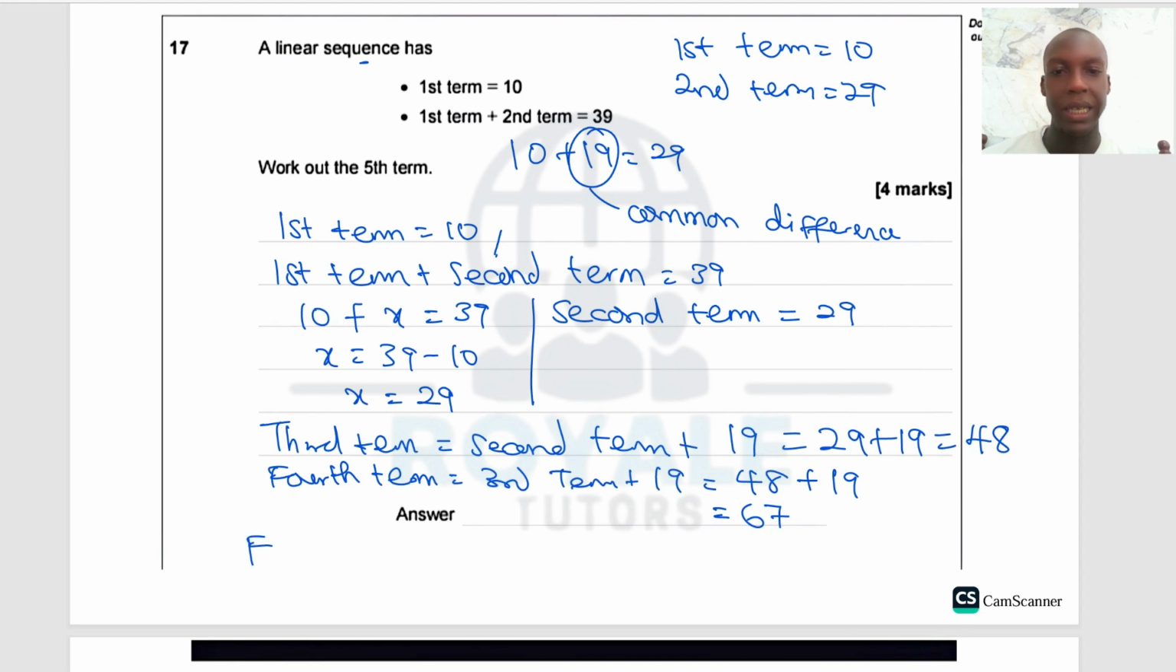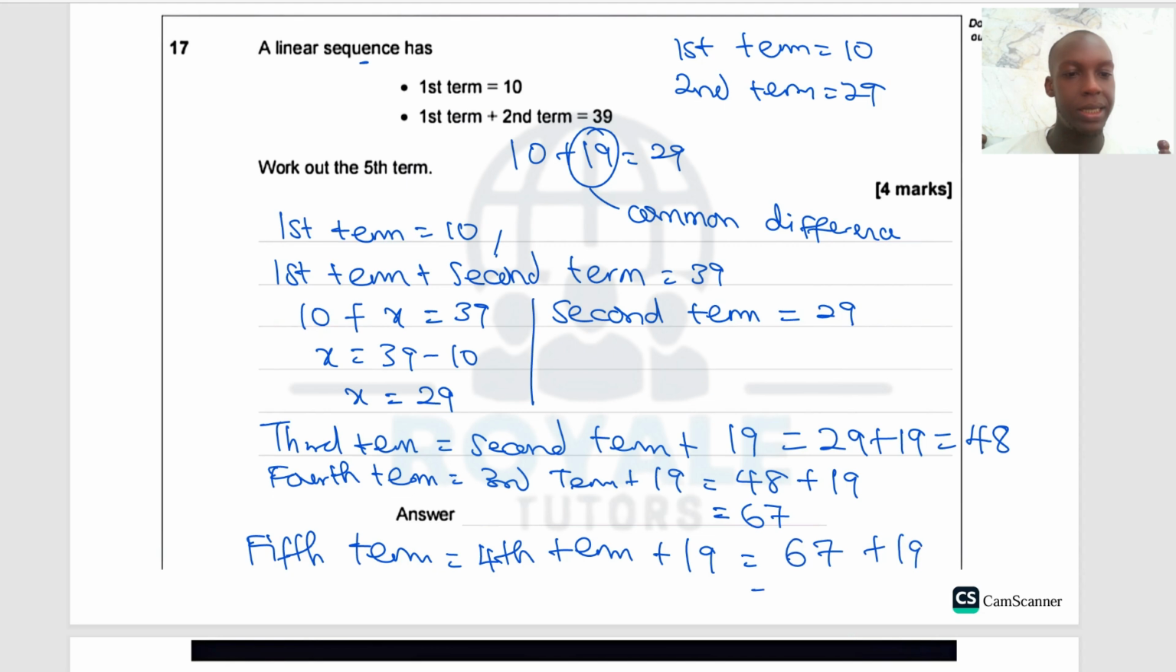And finally, the question we were asked to solve, which is the fifth term. The fifth term is going to be the fourth term plus the common difference, which is 19. So 67 plus 19 is going to give me 86. That's the fifth term of that particular linear sequence.